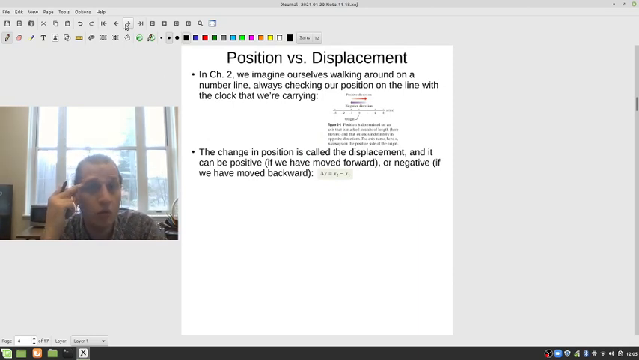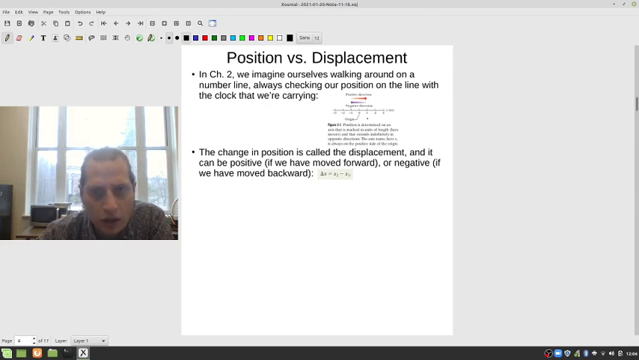Now, in chapter 2, you can imagine yourself as being this object carrying a watch around with you, always checking the time, always noticing where you are. Now, it doesn't really matter where you put the 0 because we're allowed to go into the -1, -2, -3. 0 just is, you know, a choice for convenience.